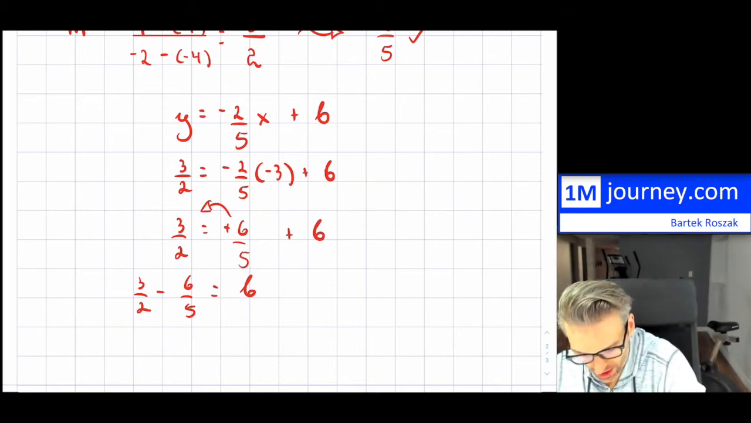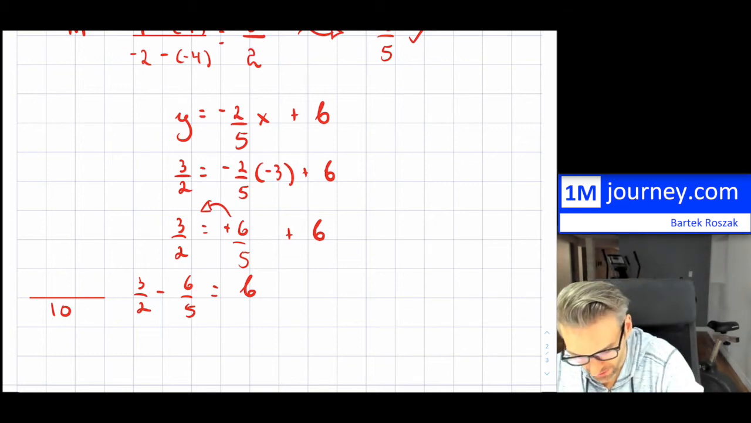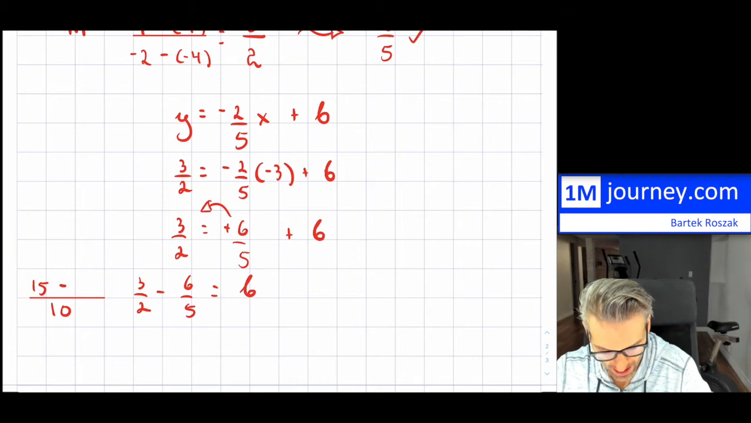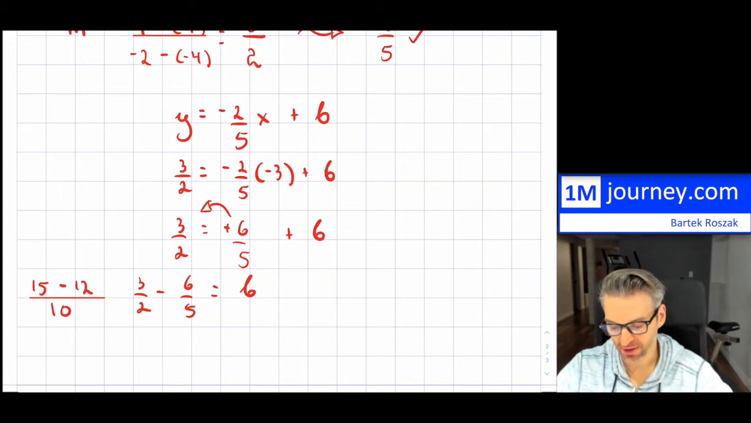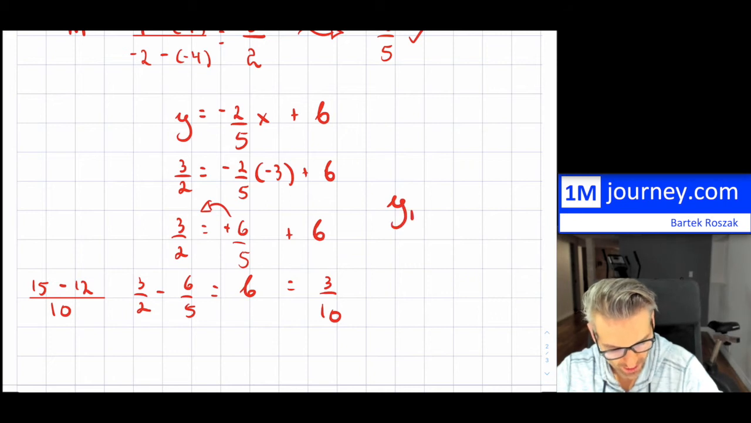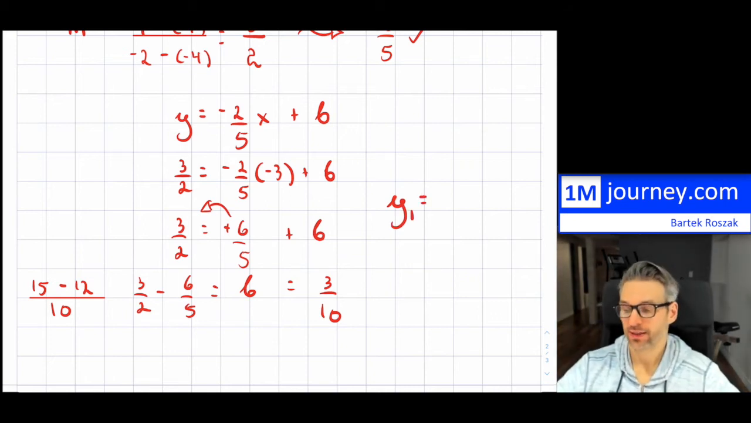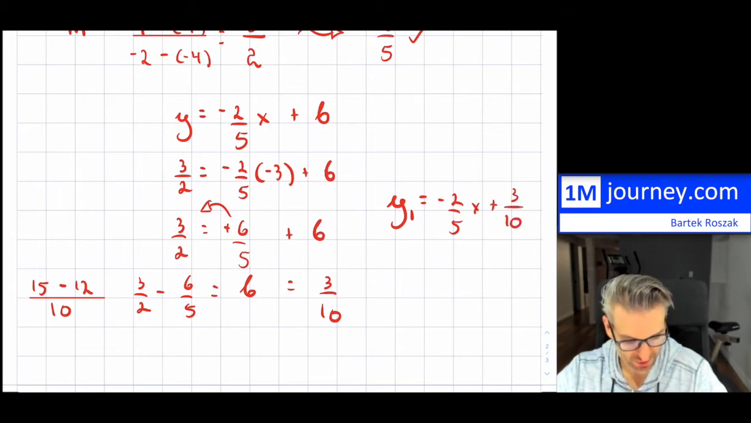Finding a common denominator, which is going to be 10, that's going to be 15 minus 12. 15 minus 12 is 3, so it's going to be 3 over 10. So that's my b. So my entire line, that perpendicular bisector for line number 1, is simply y equals negative 2 over 5 x plus 3 over 10.